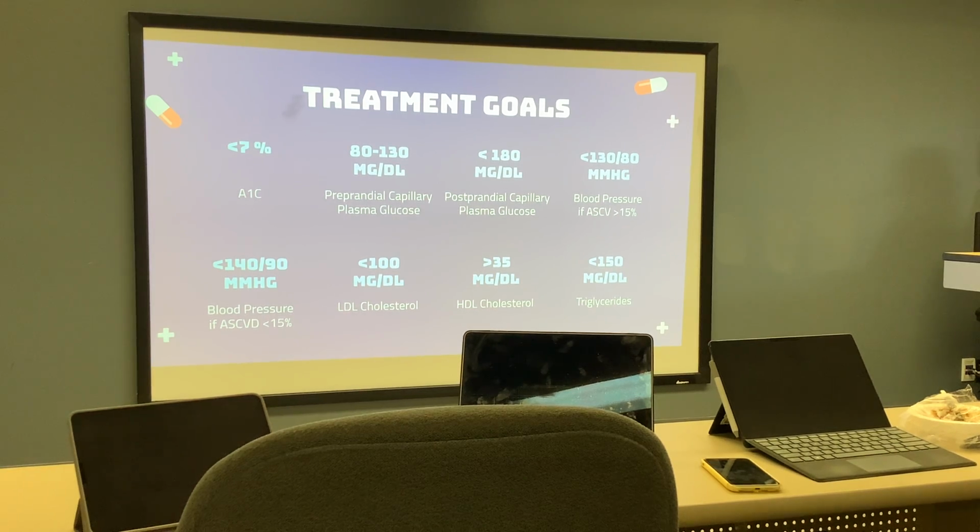Their cholesterol goals: LDL, we want it to be less than 100. Their HDL, we want it to be over 35. And their triglycerides, less than 150.